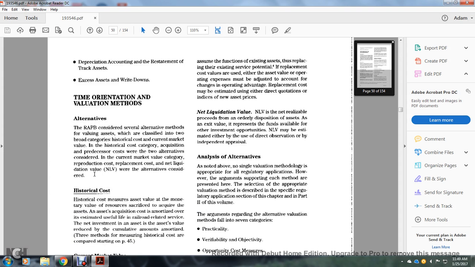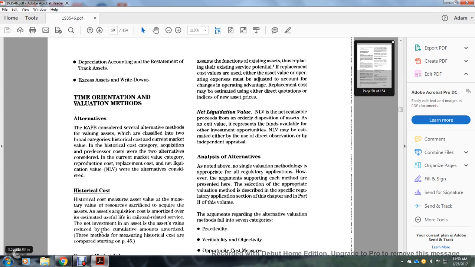The Railroad Accounting Principle Board classified the alternative methods of valuing the asset into two broad categories, historical cost and current market value. Under the historical cost category, there are acquisition cost and predecessor cost, the two alternatives considered. Under the current market value category, the alternatives considered are reproduction cost, replacement cost, and net liquidation value. Historical cost is measured by the monetary value of the resource sacrificed and acquired by the asset. The asset acquisition cost is amortized over the estimated useful life of the railroad-related service, and net investment is the asset value reduced by the cumulative amortization.